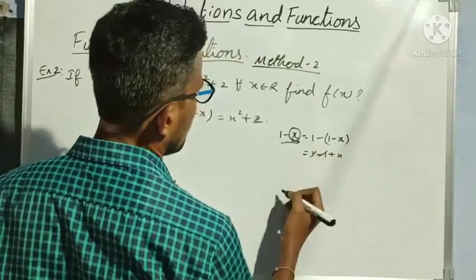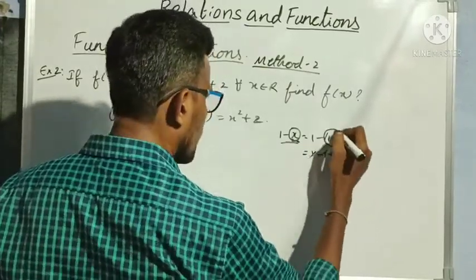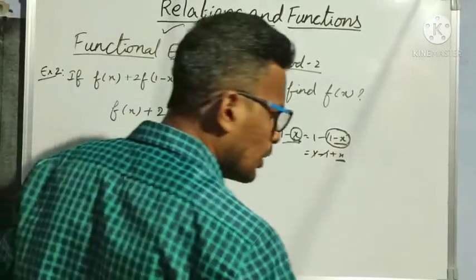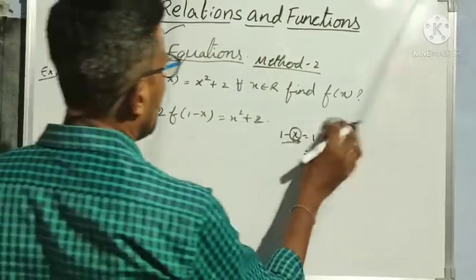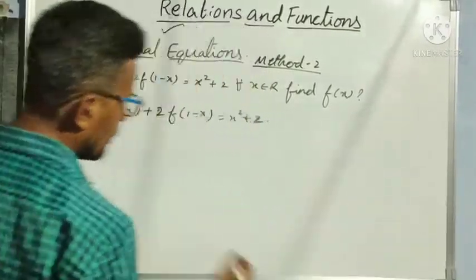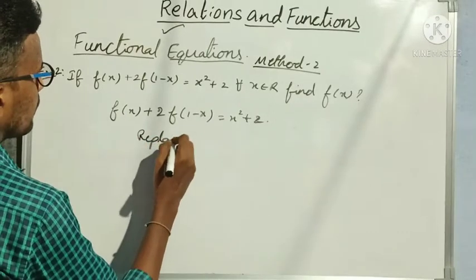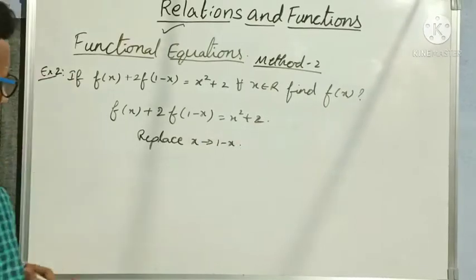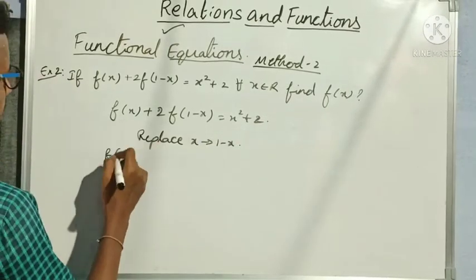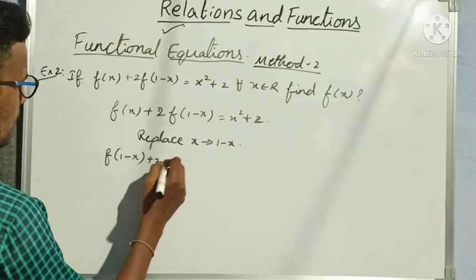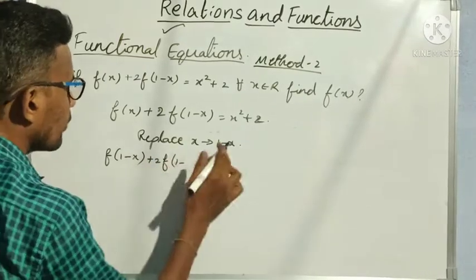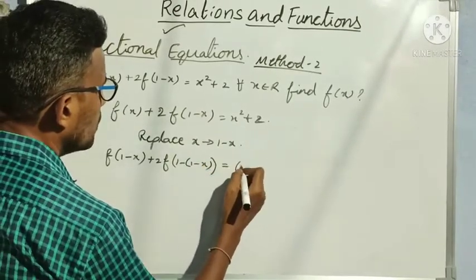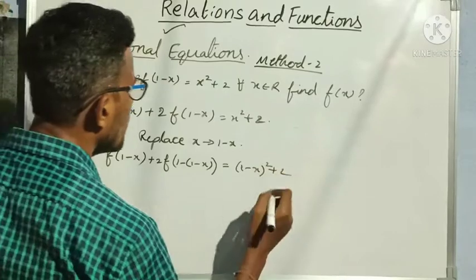So in the place of x, if I replace 1 minus x, I am getting x, right? So for that sake, I will replace x with 1 minus x. So f of 1 minus x plus 2 into f of 1 minus of 1 minus x, in the place of x I should write 1 minus x, is equal to 1 minus x whole square plus 2.